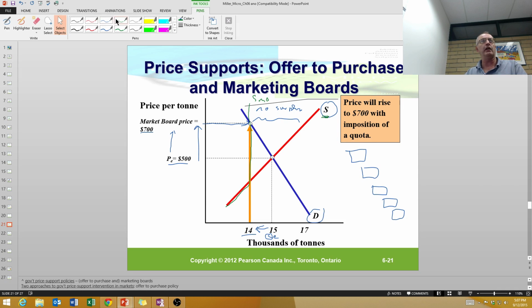So what happens when you have marketing boards? The market producers underproduce. I mean, they would produce this quantity. They would produce 15,000 tons in a free market, but now they only produce 14,000 tons. So the industry underproduces, and the farmer income increases, and we can easily calculate this.